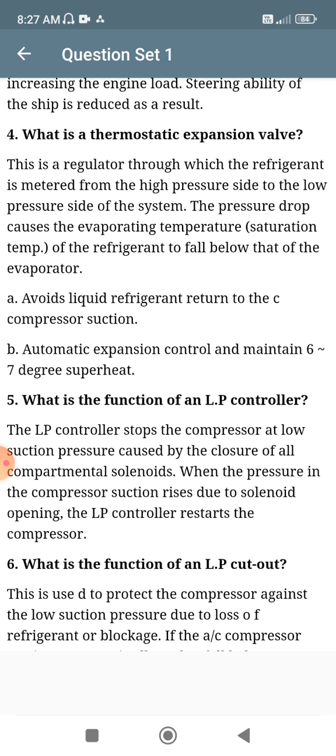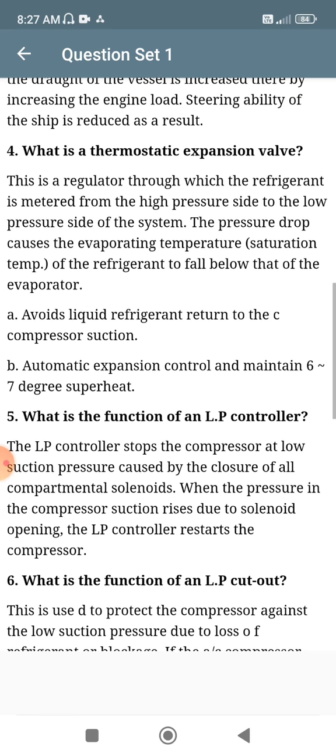Here there is a regulator through which refrigerant is metered from the high pressure side to the low pressure side of the system. The pressure drop causes the evaporating temperature, that means the saturation temperature of the refrigerant, to fall below that of the evaporator. So what we need is to avoid liquid refrigerant returning to the compression section. Then automatic expansion control, and maintain 6 to 7 degree superheat.